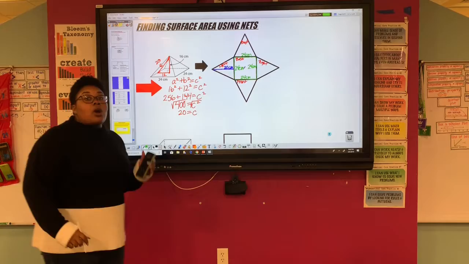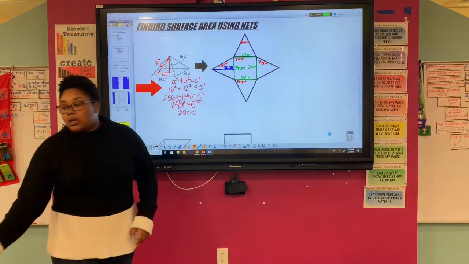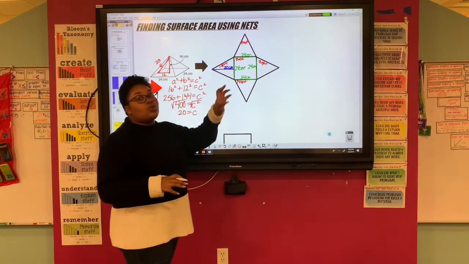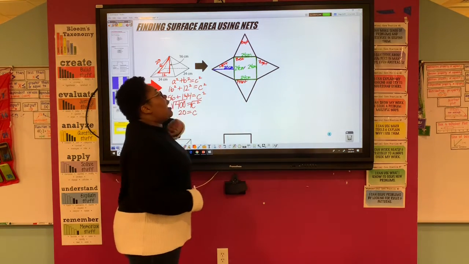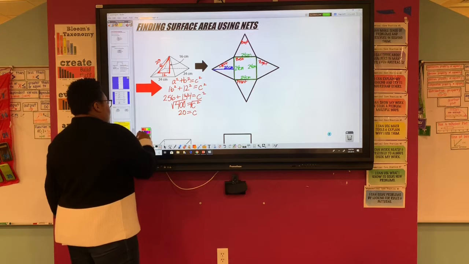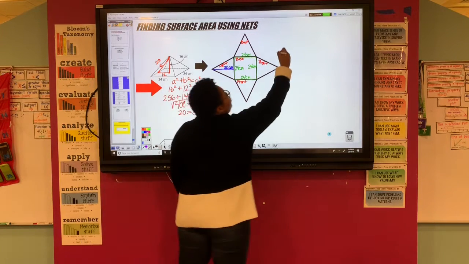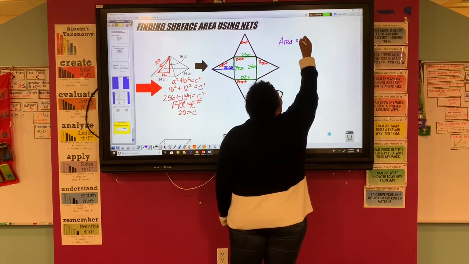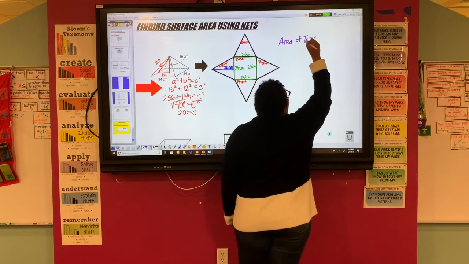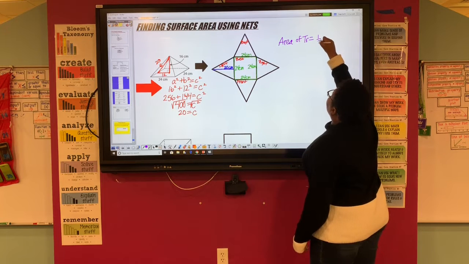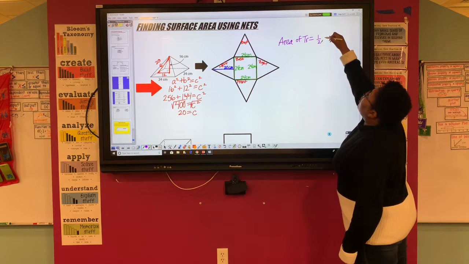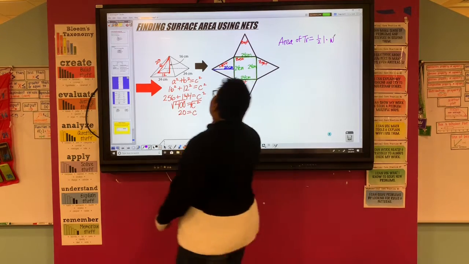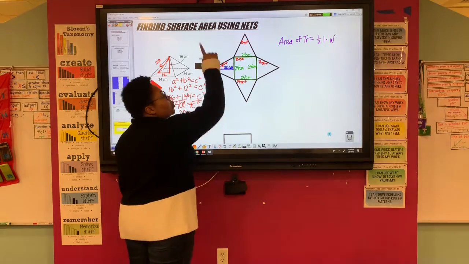Remember, our purpose for doing all of this is finding the surface area. So to find the surface area of our pyramid, we have to find the individual areas of each figure we have up here. So we know that for the area of a triangle, we have the formula 1/2 our length times width. In this case, our length is 20 and our width is 24.